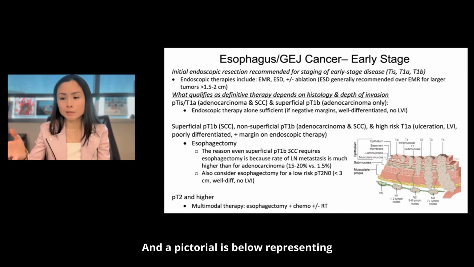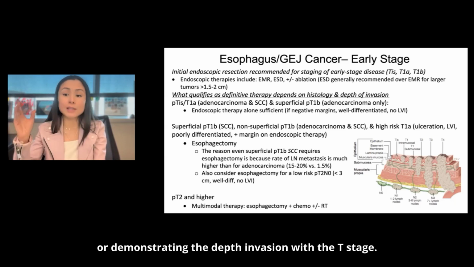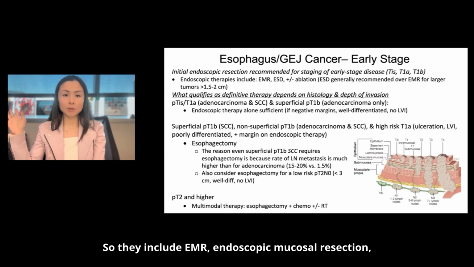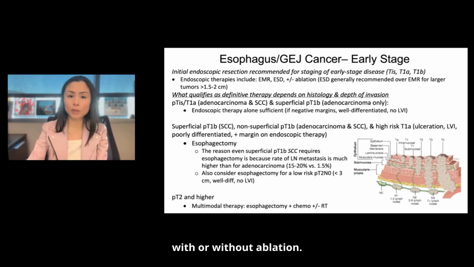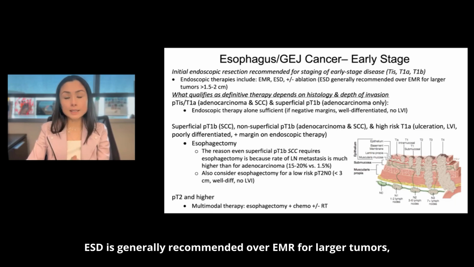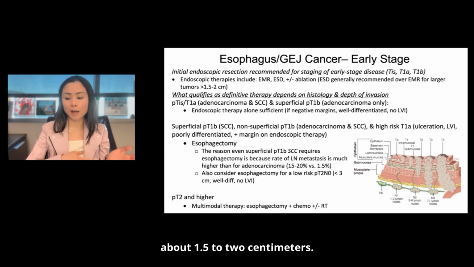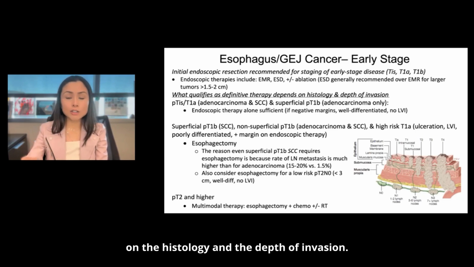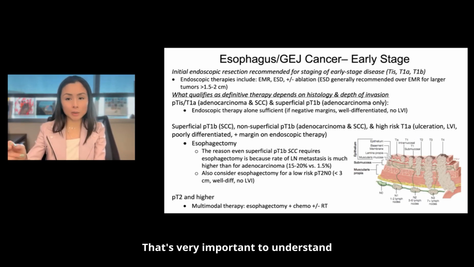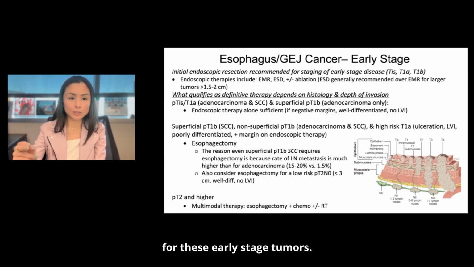And a pictorial is below demonstrating the depth of invasion with the T stage. What are initial endoscopic therapies? So they include EMR, endoscopic mucosal resection, ESD, endoscopic submucosal dissection with or without ablation. ESD is generally recommended over EMR for larger tumors, about 1.5 to 2 centimeters. What qualifies as definitive therapy depends on the histology and the depth of invasion. That's very important to understand for these early stage tumors.